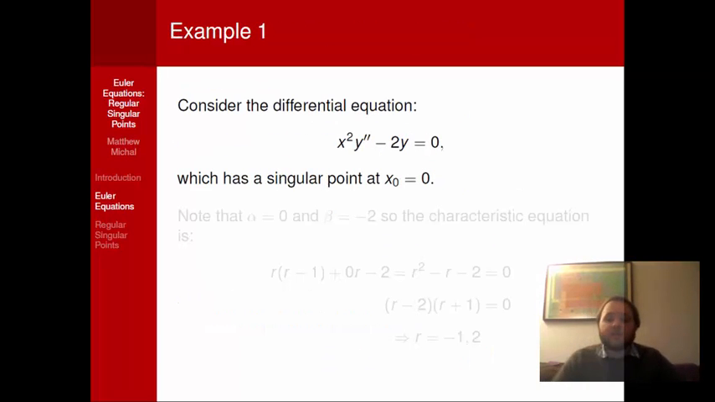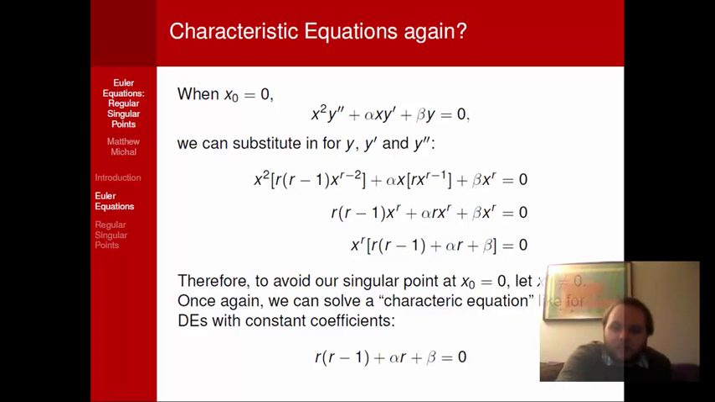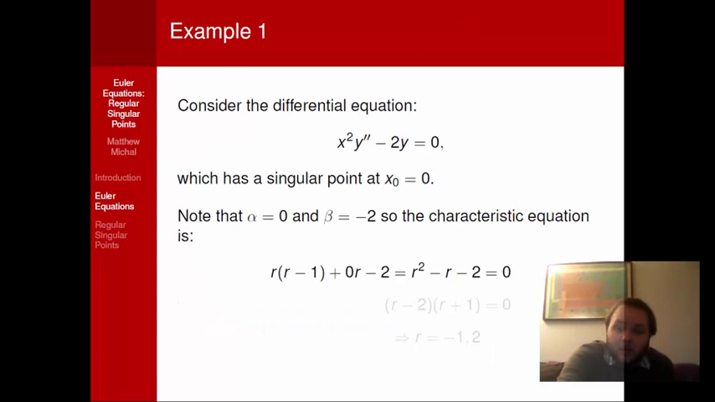So take a look at this equation. x squared y double prime minus 2y is equal to 0. This case clearly has a singular point of x not equal to 0. Notice that the y prime term has a 0 coefficient in front of it, so my alpha term is going to be 0. My beta term is going to be negative 2. Plug that into your equation. Your characteristic equation becomes r times r minus 1 plus 0r minus 2, or r squared minus r minus 2 is equal to 0.